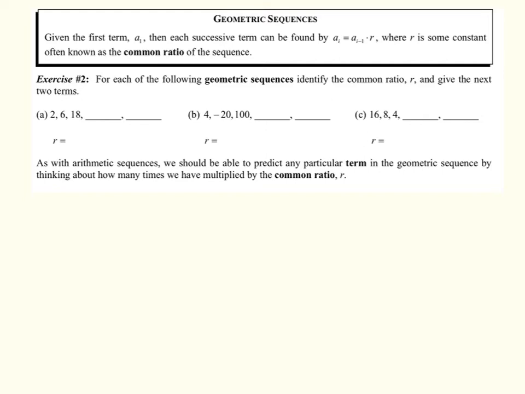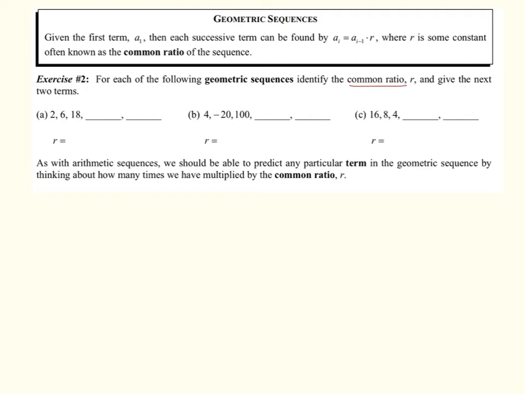Given the first term a sub 1, each successive term can be found by saying a sub i equals a sub i minus 1 times r, where r is some constant, often known as the common ratio of the sequence. For each of the following geometric sequences, identify the common ratio. The common ratio is what I'm multiplying by, and given the next two terms.